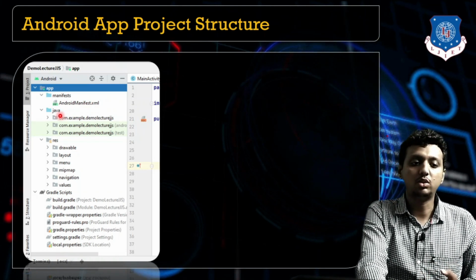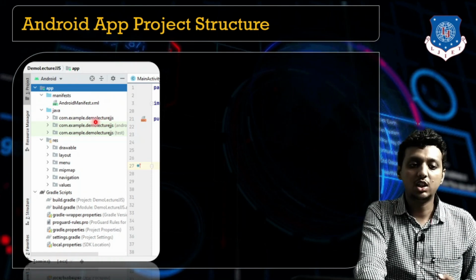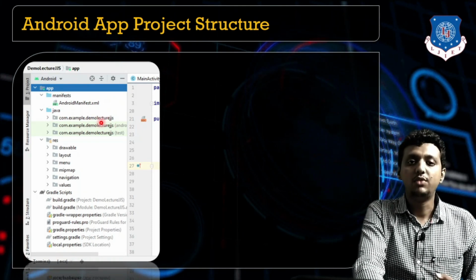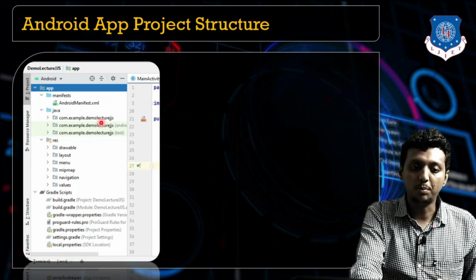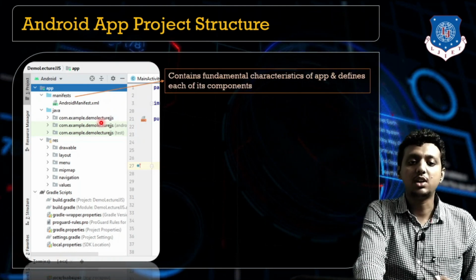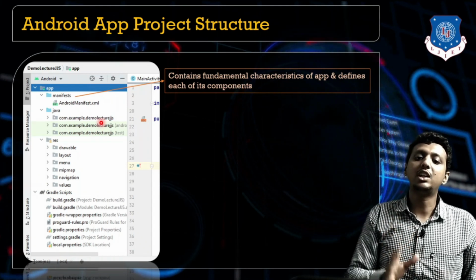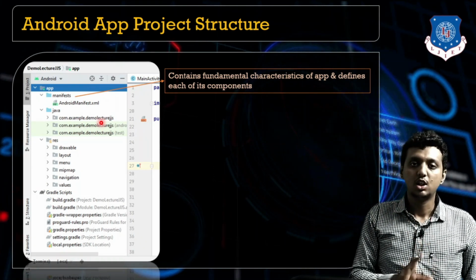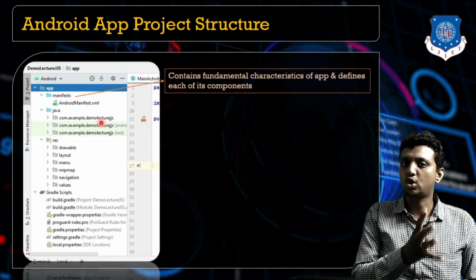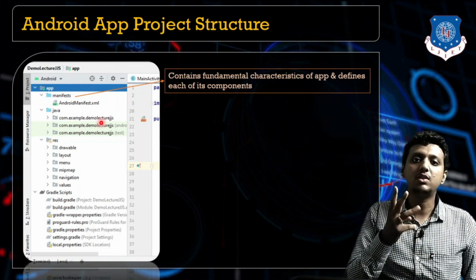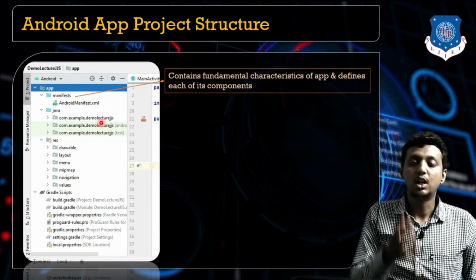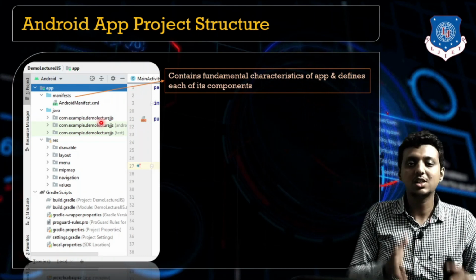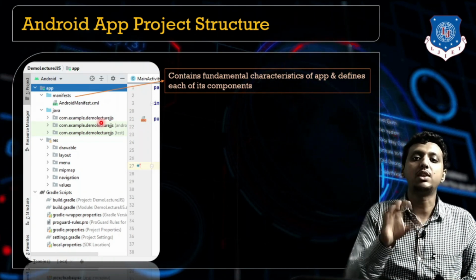Okay, now when we talk about the Java, the Demo Lecture JJS is a Java file which contains all the component details. First, when we talk about the manifest, it contains the fundamental characteristics of the application as well as defines each and every component. So how many components are there? Total 4 components are there: activity, service, broadcast receiver, and the content provider. Whatever you want to bind to your application as a component is inside the manifest file.